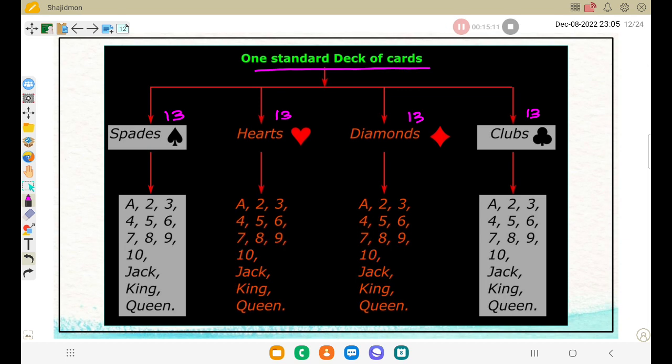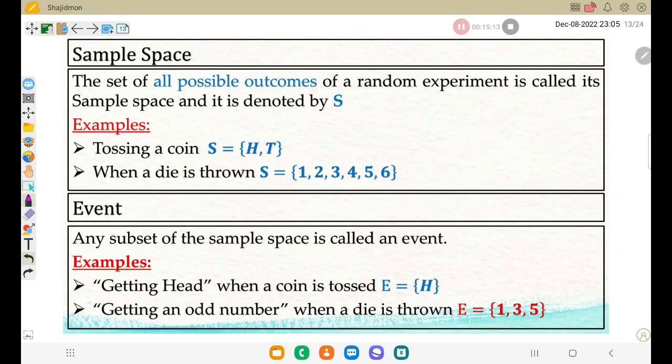Okay, now sample space, the next point we need to discuss. Sample space, what is the meaning? Sample space means the set of all possible outcomes. The possible outcomes of a random experiment are said to be the sample space, and it is usually denoted by the capital letter S. S means the sample space, the set of all possible outcomes. We discussed some examples here. For each example, we discussed what the outcomes are.